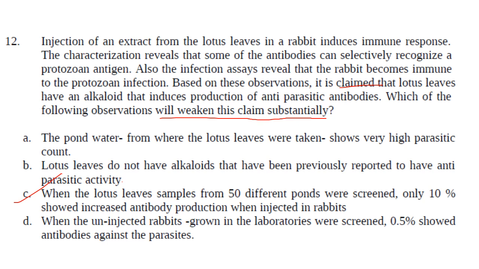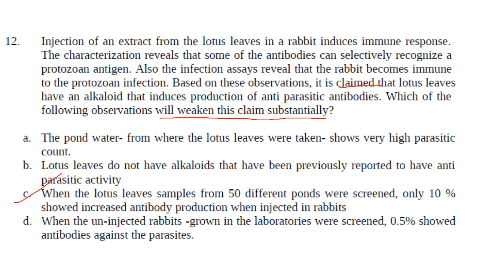So based on this observation, it is claimed. So they have claimed something that lotus leaves have an alkaloid that induces production of antiparasitic antibodies. Which of the following observation will weaken this claim substantially? The pond water from where lotus leaves were taken show very high parasitic count. Now that is not going to weaken the claim because very high parasitic count in the pond water means it doesn't have anything to do with the rabbit immune response. You only take the extract from the lotus leaf and inject into rabbit. You are not taking the pond water and injecting into rabbit. So it is not going to weaken the claim substantially.